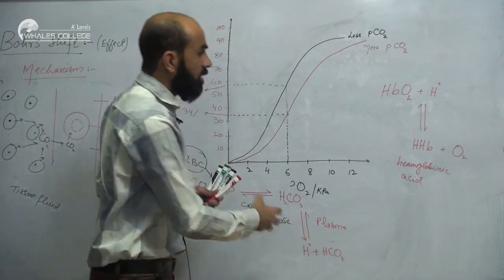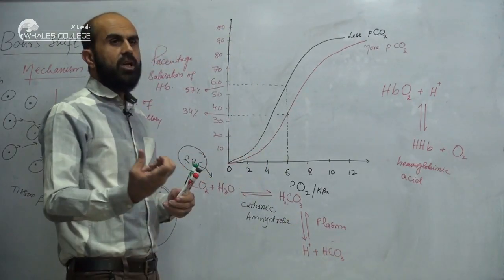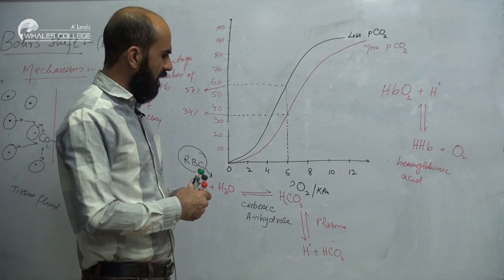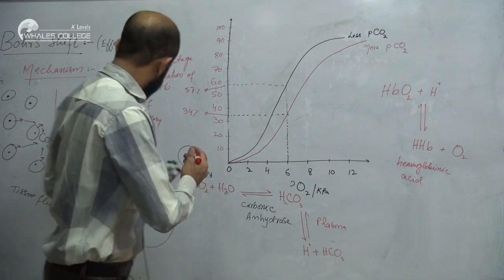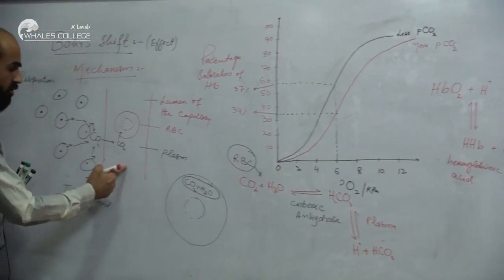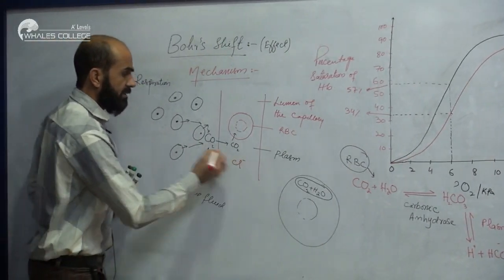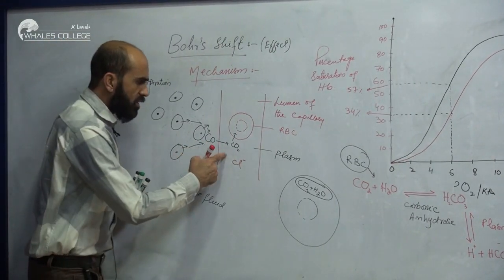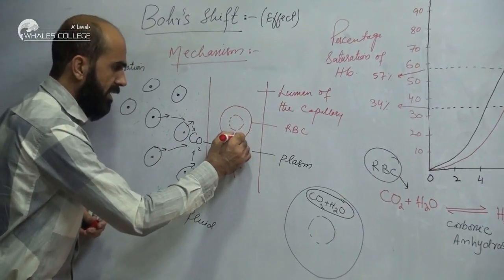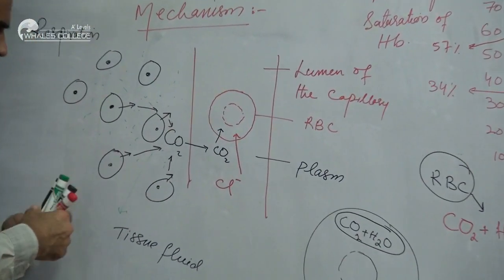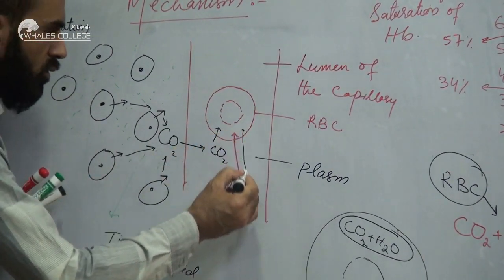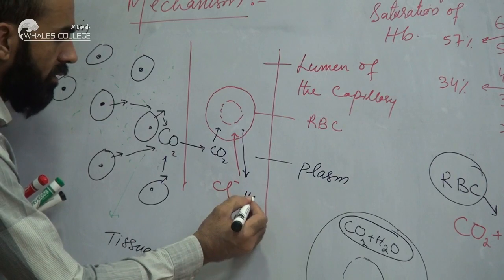The RBC gain chloride ions from the plasma. So in the plasma, we have chloride ions. These chloride ions will be taken up by the RBC in response to HCO3.